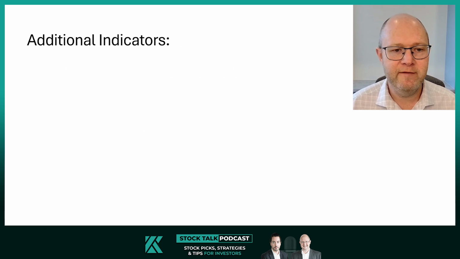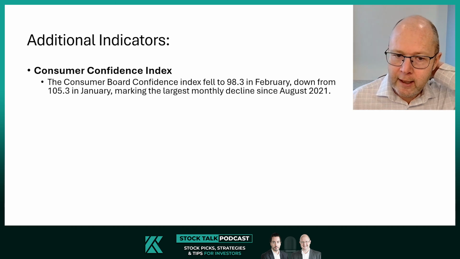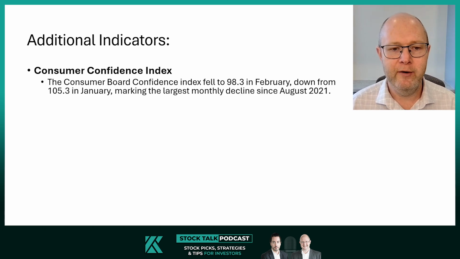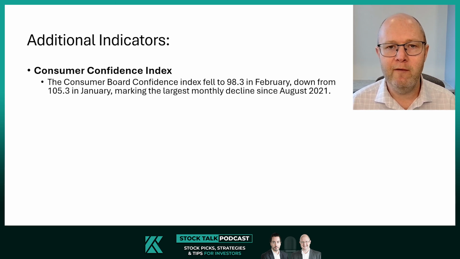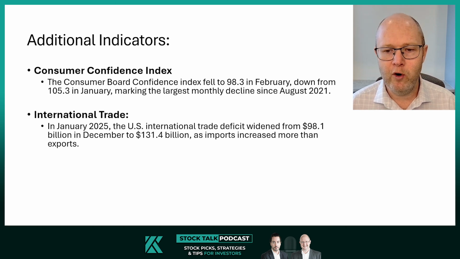There are other indicators that have come out. There's the Consumer Confidence Index as measured by the Conference Board. This fell to 98.3 in February, down from 105.3 in January. This is the largest monthly decline since August of 2021. And of course, about 70% of the US economy is driven by consumer spending, so consumer confidence is a major factor. Interestingly enough, the trade deficit widened substantially in January from 98.1 billion to 131.4 billion.